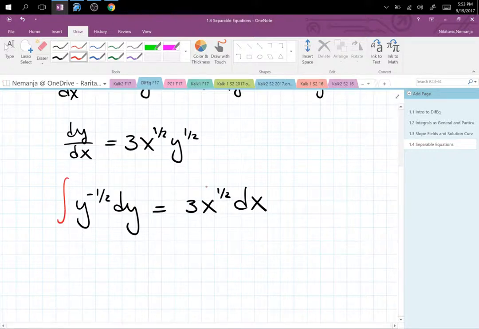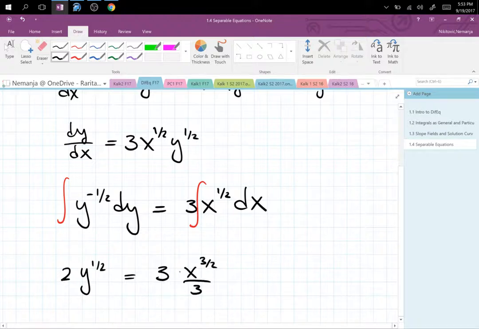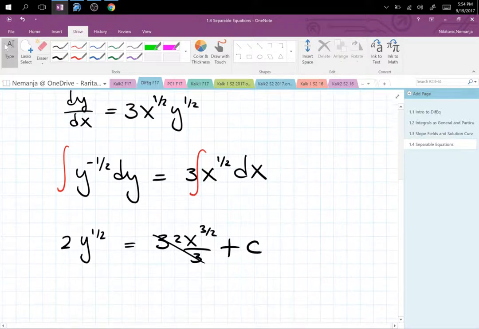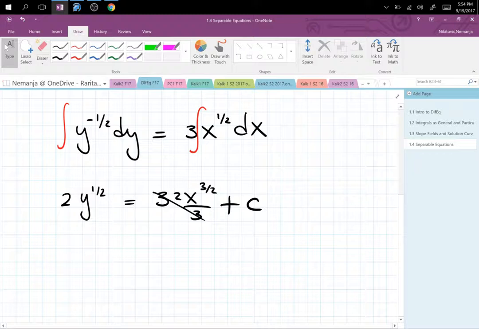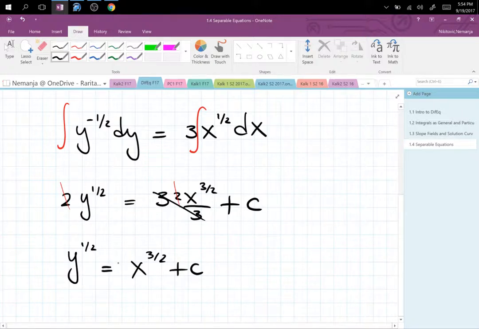So what we have now is the integral on both sides, and we integrate. On the left-hand side, we get y to the positive 1/2 divided by 1/2, which is the same as times 2. And on the right-hand side, we have 3x^(3/2) divided by 3/2. The 3's will cancel. We have plus C. We said that last time. It's not there for decoration. It's very important to have it. And now we also see that these 2's cancel as well, and we have y^(1/2) equal to x^(3/2) plus C, and that will be the solution.